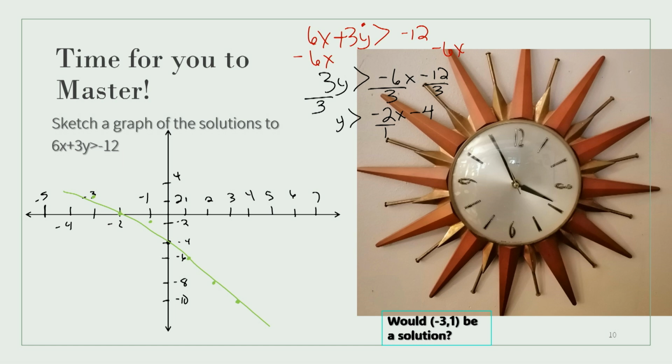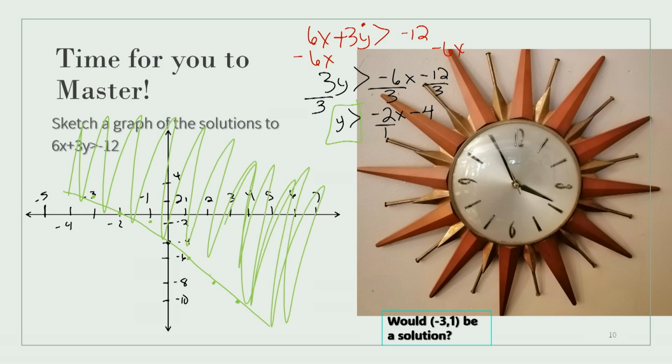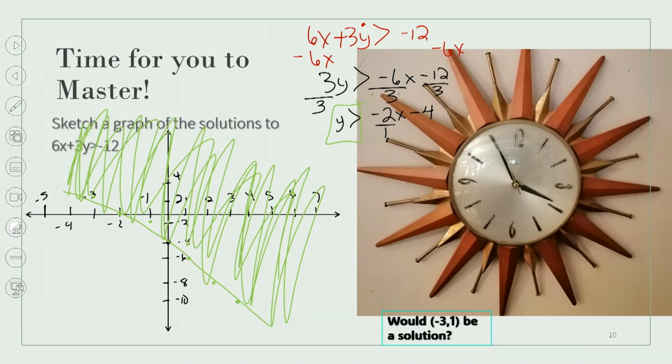All right, so now I need to know which side I'm shading to. Am I going up or down? Well, it says that y is bigger. So that means I am going to shade up. This is where all my possible answers could be, from here on my line up. Now here's my question. Should my line have been solid or dotted? You're right, it should have been dotted. So let's go ahead and make that look dotted.